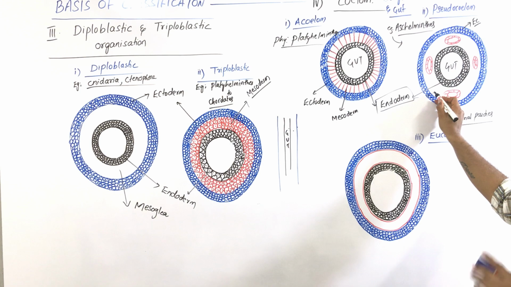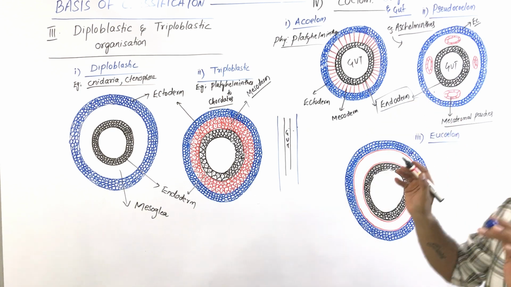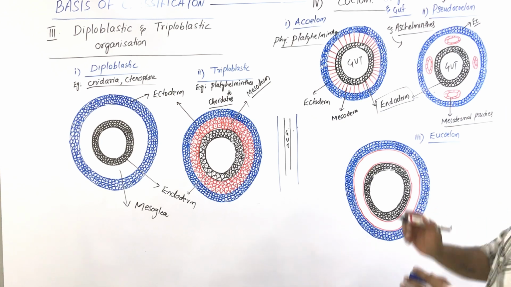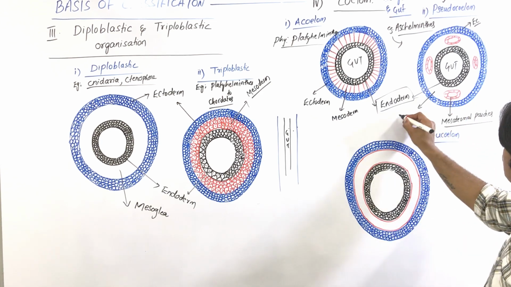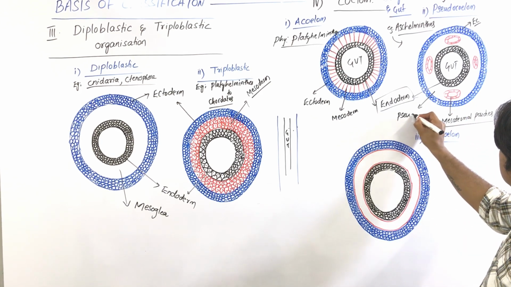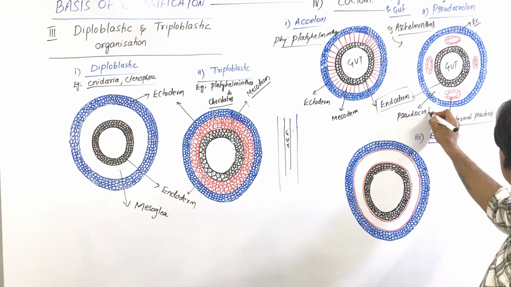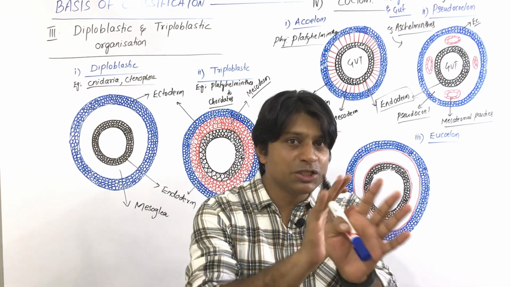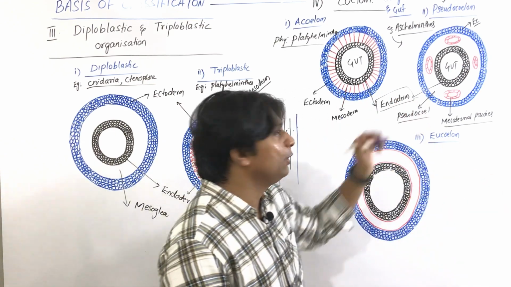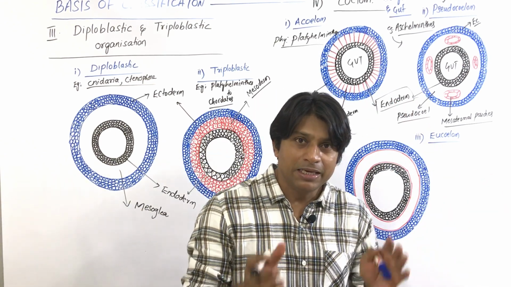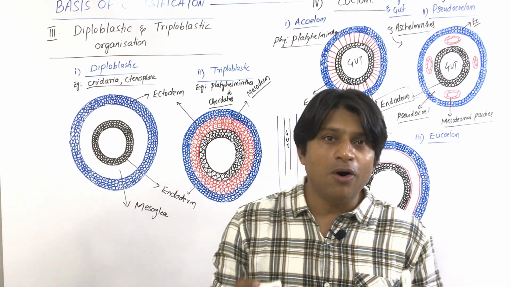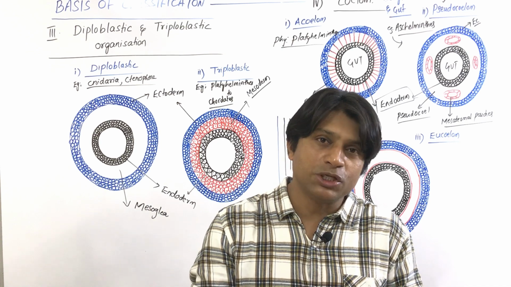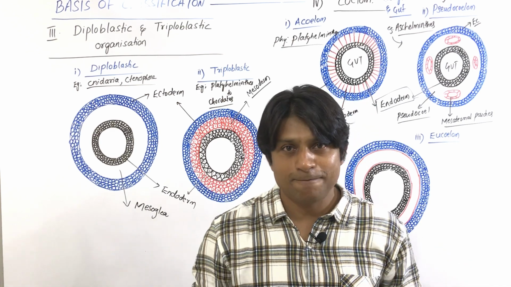This space is a coelom, which is not a true coelom. It's called pseudocoelom. Now this is a space. This space is the pseudocoelom, or pseudocoel. Cavity is present, but it is not a true cavity. It's called pseudocoelom or false body cavity. Now this pseudocoelom or false body cavity is also filled with a fluid which is called pseudocoelomic fluid.